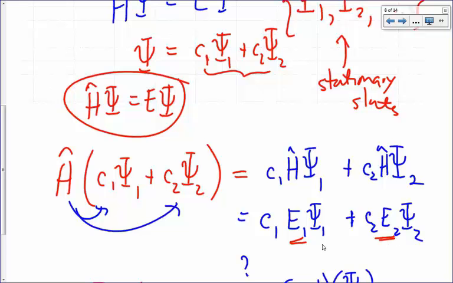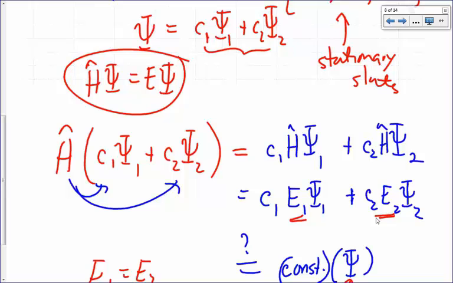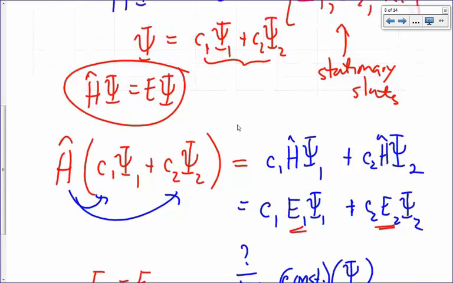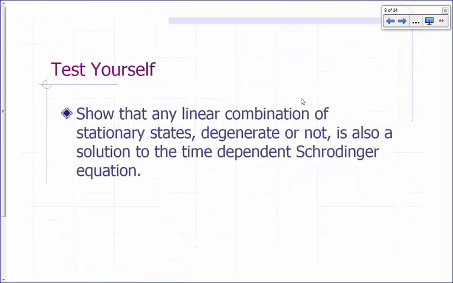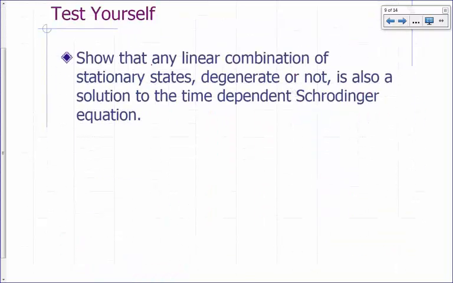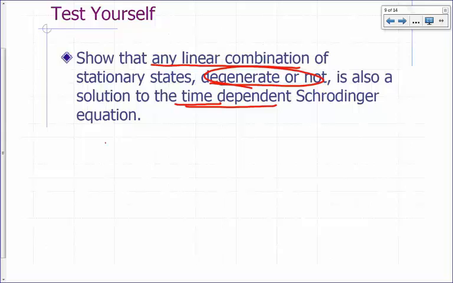So we say in this particular case, if E1 is not equal to E2, then your psi is not an eigenfunction of the Hamiltonian operator. You cannot write it as a function of coordinates times a function of time. But this linear combination is still a solution of the time-dependent Schrodinger equation. We're looking here at the time-independent. And this is our next thing to prove here. Any linear combination of stationary states, whether they are degenerate or not, is also a solution to the time-dependent Schrodinger equation.